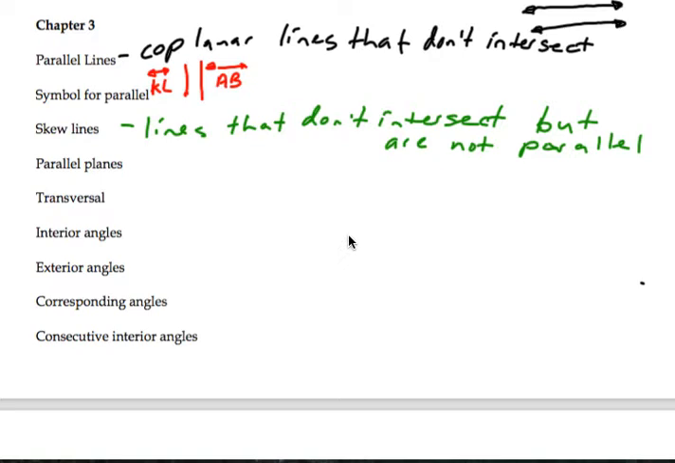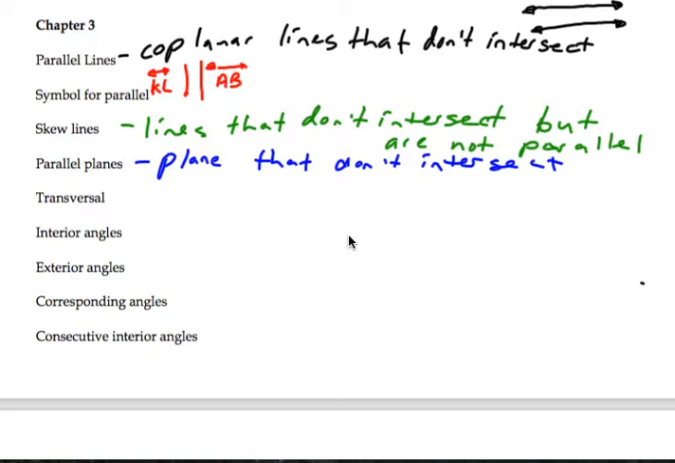All parallel planes that don't intersect, that would be like my floor and the floor below me. Miss Stout's room's above me, so Miss Stout's and my room, the floors don't intersect because they're parallel planes. And I'm sure they're both flat, so you know they have like the same slope and everything.